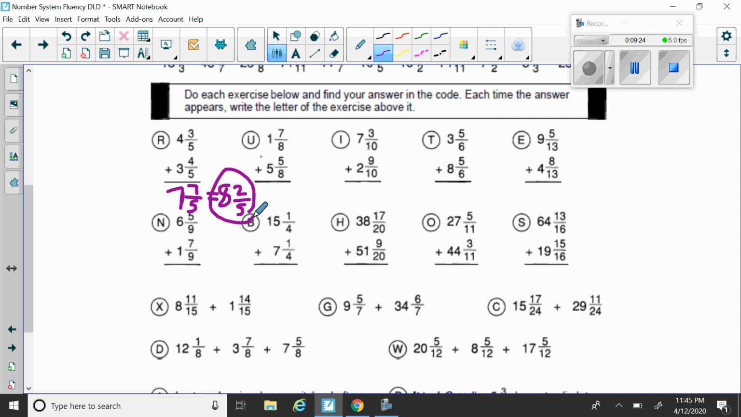Okay? And that is adding and subtracting mixed numbers. Just like fractions, except we have a whole number paired with it, we can do those separately unless we need to borrow from that or add to it.